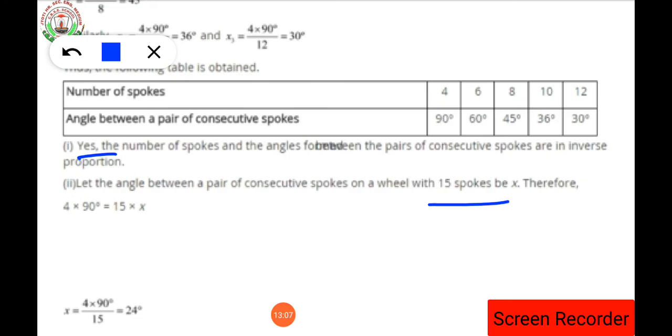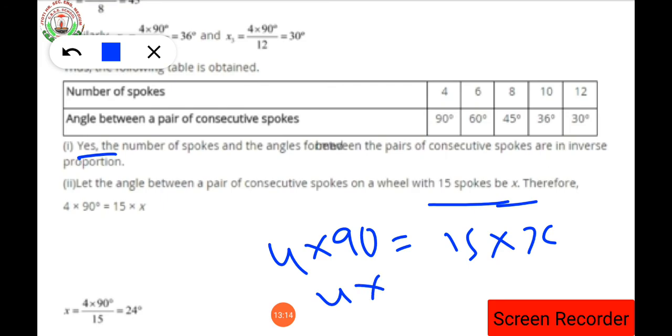Okay, second part is, it is asked that if number of spokes is 15, then what will be the angle? So angle we considered as x. So 4 into 90, angle we will consider x. So find out. So 4 into 90 divided by 15. So you will get the answer as 24 degrees.